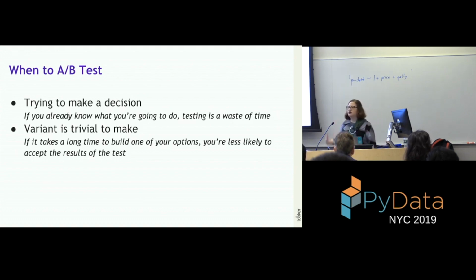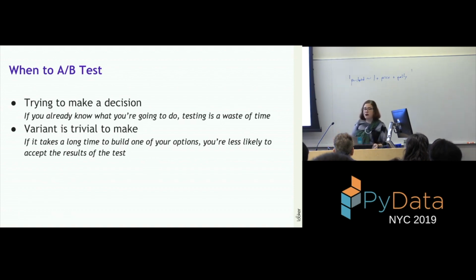But if you had to put tons and tons of work in to build your new feature, you're not going to be willing to accept the results that, hey, this thing you put tons of work into doesn't have the results you want. And so you're going to have this problem. There's all this institutional momentum behind version B, and so your results don't really matter. So what you generally want to do is have your variant in that case be something that you can rip off easily.